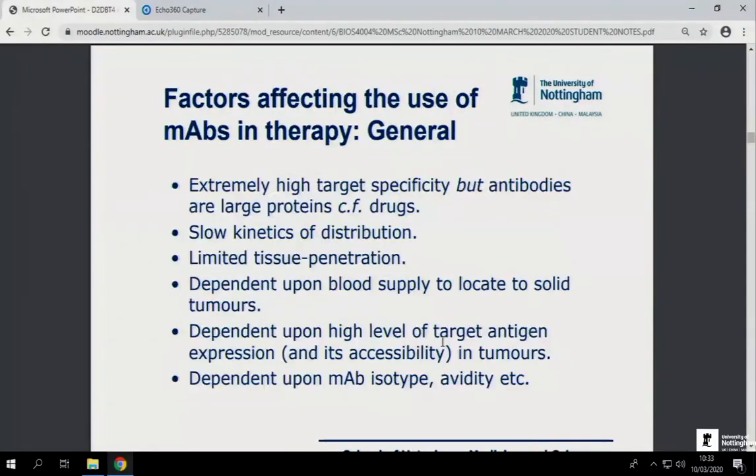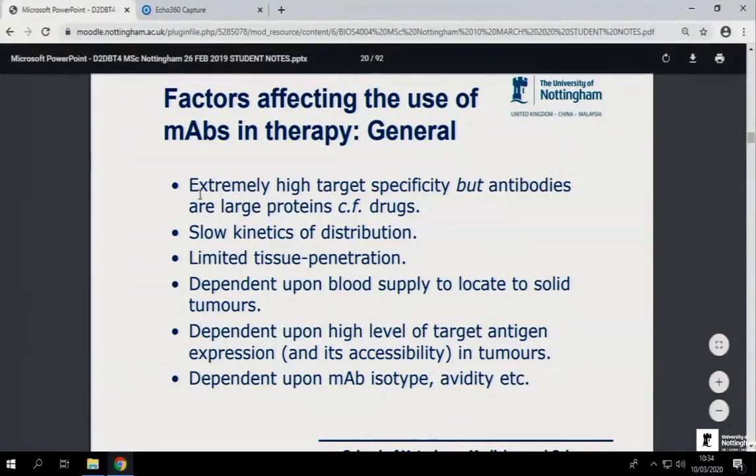We're going to talk about monoclonal antibodies in human medicine and some general ideas. What do we understand about monoclonal antibodies that we have that have the potential for leading us into positive therapy? Well, the first thing is that they've got very high target specificity. We talked about that before. That's what monoclonal antibodies do. They only recognize the antigen they've been stimulated against.